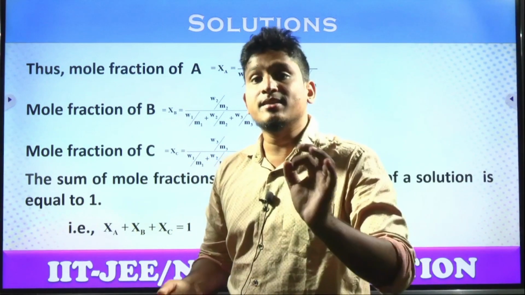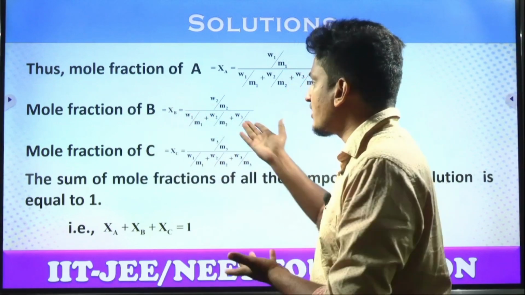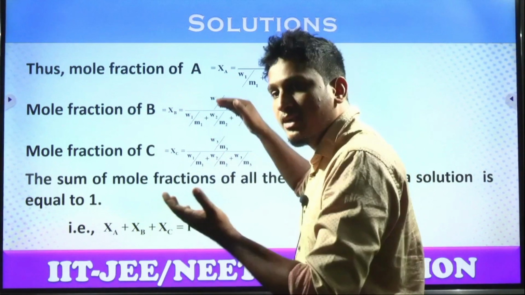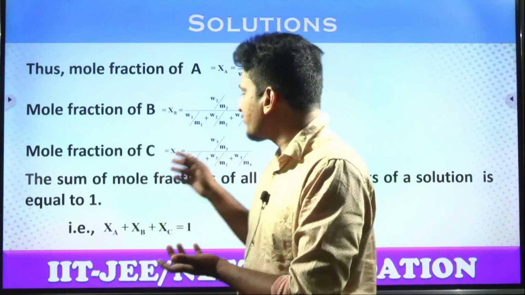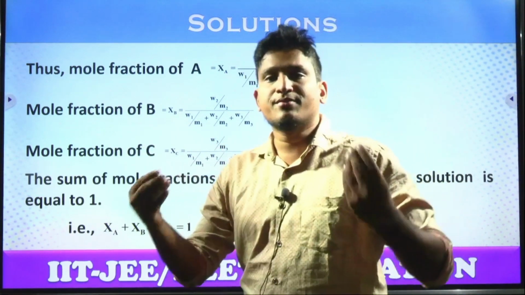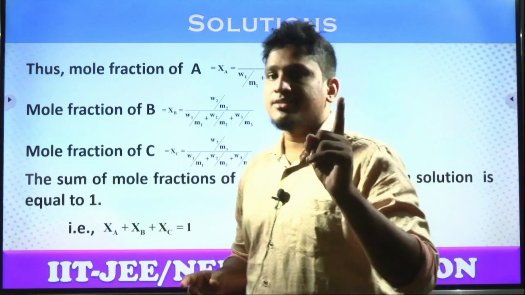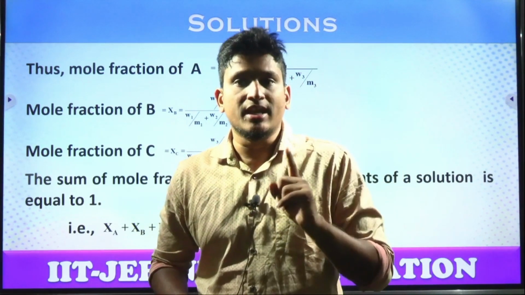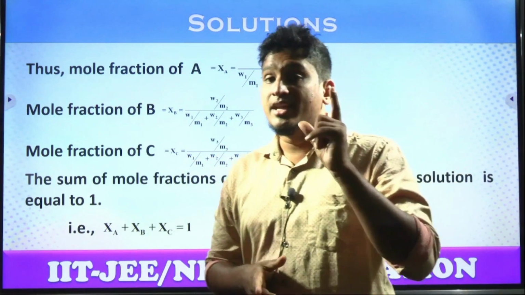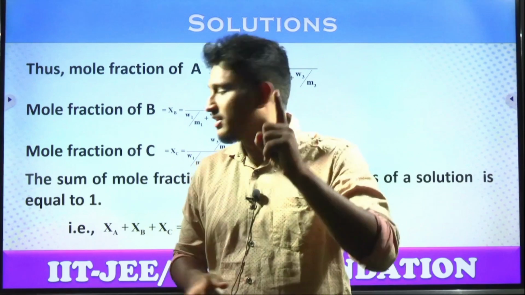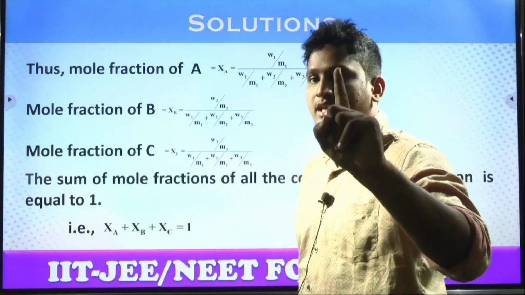Yes, understood. But in terms of number of moles, what is the mole fraction of B? Number of moles of B divided by number of moles of A plus B plus C. Mole fraction of C: number of moles of C divided by number of moles of A plus number of moles of B plus number of moles of C. But remember students, it's a ratio expression. Ultimately, if you add all these mole fractions, it should be equal to 1. The sum of mole fractions is always unity, always equal to 1.